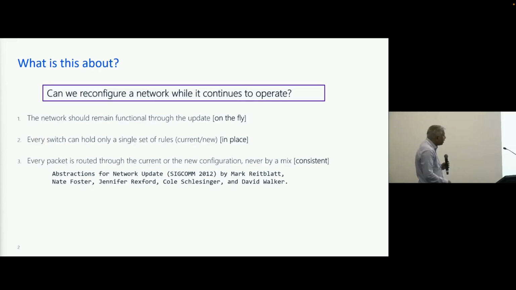Okay. So now the first interesting observation is that it's easy to satisfy any two out of these three properties. For instance, if you're allowed to shut down the network, then you can just shut it down and restart. That would be in place, it would be consistent, but it would not be on the fly. The SIGCOMM paper gives an algorithm that is on the fly and consistent, but it's not in place because it requires each router to support both configurations during the update, and that makes it impractical.